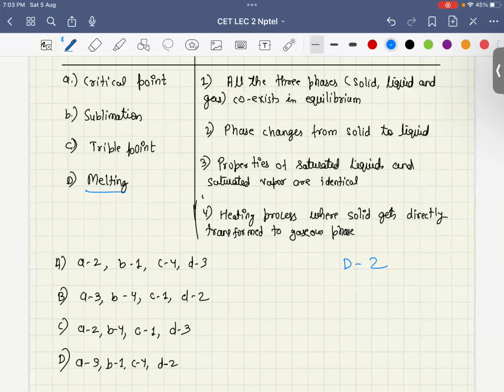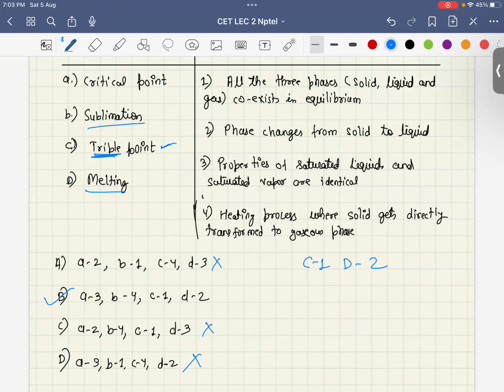Or for example, let's first consider triple point. Triple point is nothing but, as the name suggests, a coexistence of 3 phases, right? So clearly C is also going to be 1. All the 3 phases are going to be in equilibrium, right? So this eliminates this one, this one, and this one also. Just by process of elimination you can find the answer.